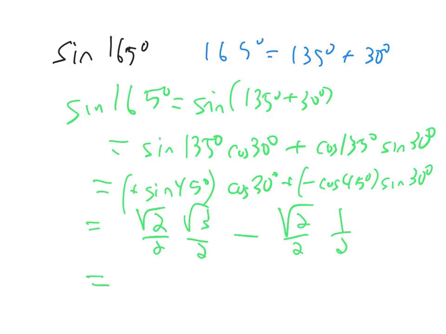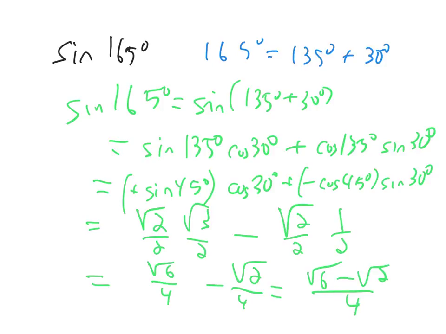Root 2 times root 3 is root 6. 2 times 2 is 4. Root 2 times 1 is root 2. 2 times 2 is 4. At the end, we end up with root 6 minus root 2 all over 4. And that would be the exact value of sine of 165 degrees.